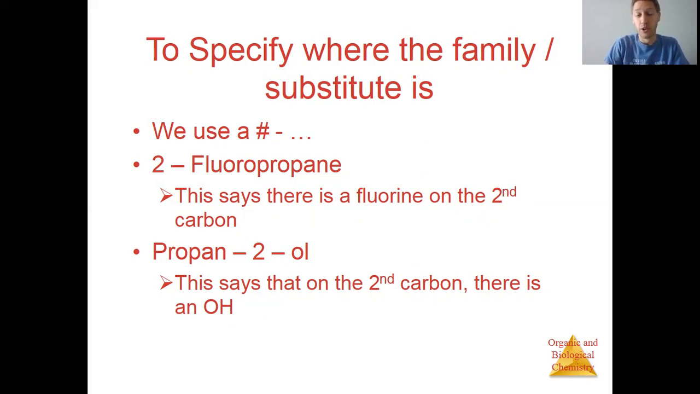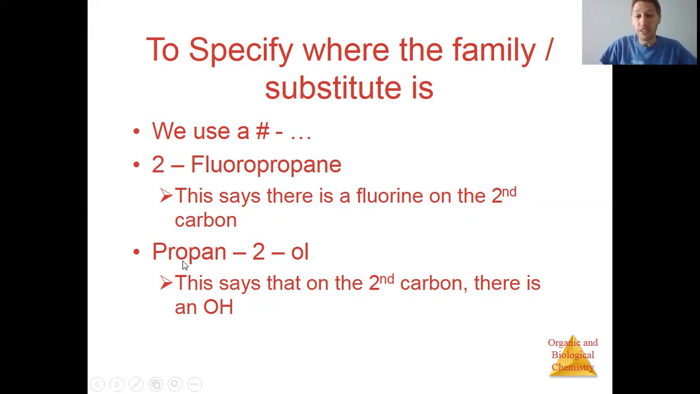All right, so think about this name, 2-fluoropropane. On the 2nd carbon, there's a fluorine. The root of the name is prop, which means it's 3 carbons long, and the ane here means we have single bonds.